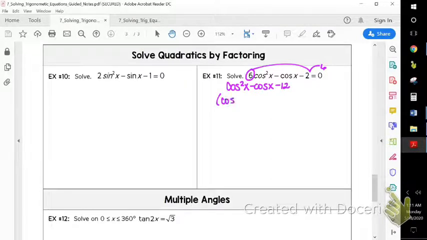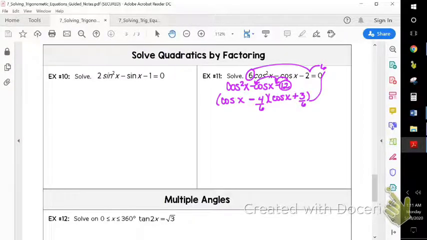We know our first term is going to have to multiply to give me cosine squared, so it's going to be cosine times cosine. And my last two numbers need to multiply to 12 and subtract to be a 1. So that's going to be 4 and 3. Bigger number's going to have to be negative, and they're going to give me a negative 12, so it's going to be a positive 3. Don't forget to bring back the 6.